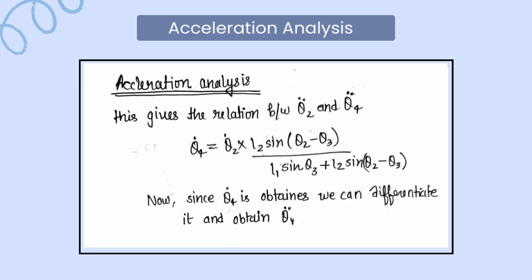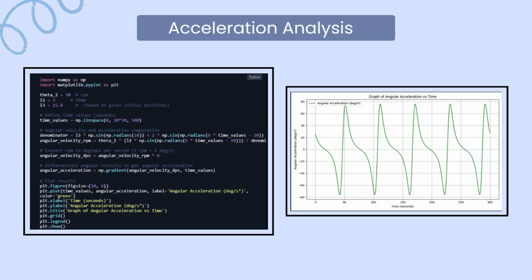After velocity, we performed acceleration analysis to understand how quickly the wiper speed changes over time. Since we already had an expression for angular velocity, we differentiated it to get angular acceleration. This was done easily using the Python NumPy gradient function. The acceleration versus time plot shows a clear peak at the turning points where the wiper stops and reverses direction. This analysis is very important as high acceleration can lead to mechanical stress, joint wear and uneven wiping. By observing this result, we could understand how link dimension and motor speed influence smoothness of motion.